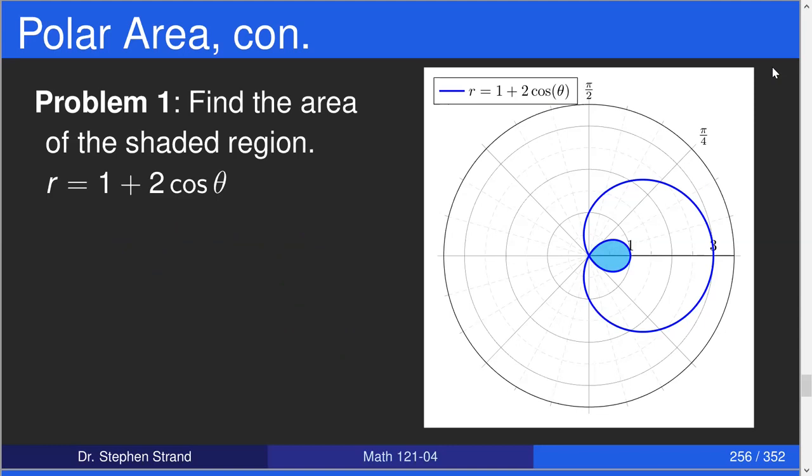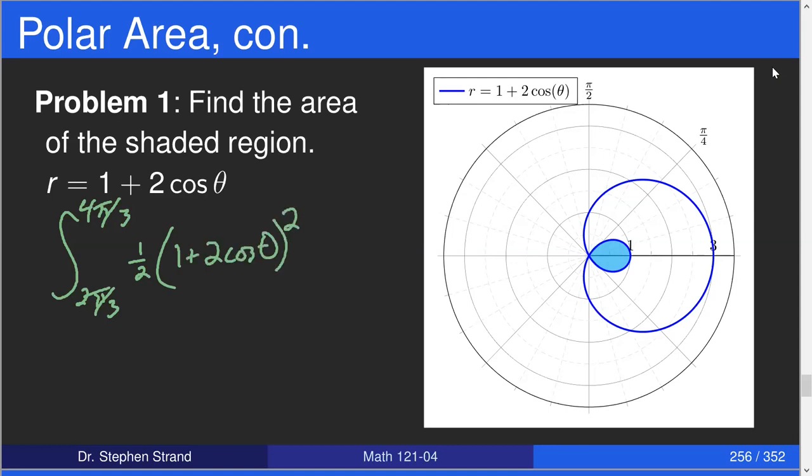So what that gives us is this area of the shaded region is going to go from 2 pi over 3 up to 4 pi over 3, and we're going to integrate 1/2 times the radius, 1 plus 2 cos theta, quantity squared, and then remember to multiply by the d theta in this case, just like we always have to have the dx.